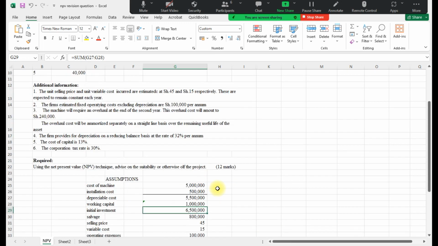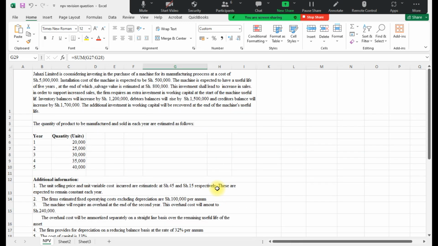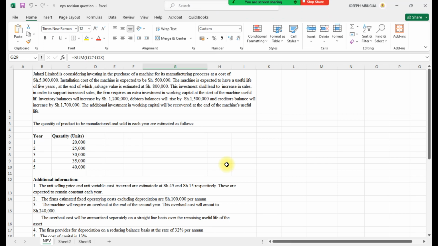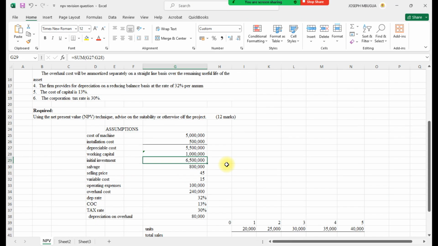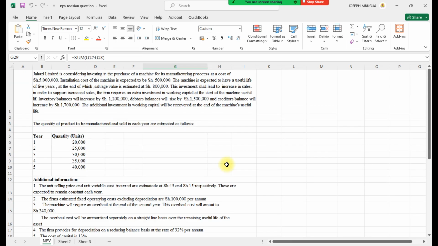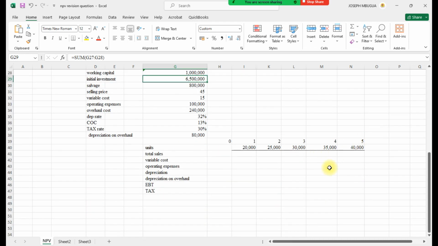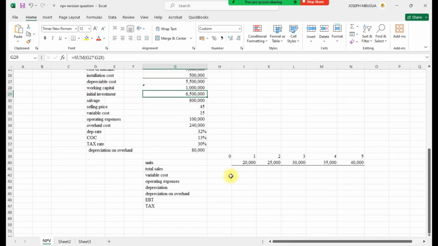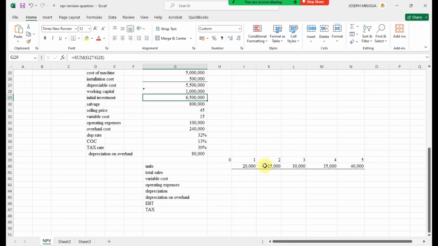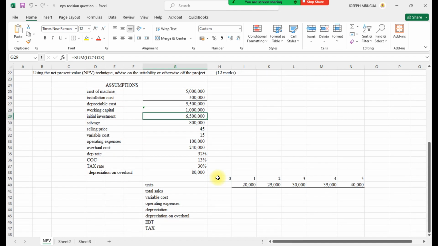So our years in the project, we're told we have 5 years. This particular project had 5 years, and that's why we have year 1 to year 5. We are told at the beginning that the machine is expected to have a useful life of 5 years. That's why we are having 5 years. And so already we had started these. These are just the variables that we have to start with.